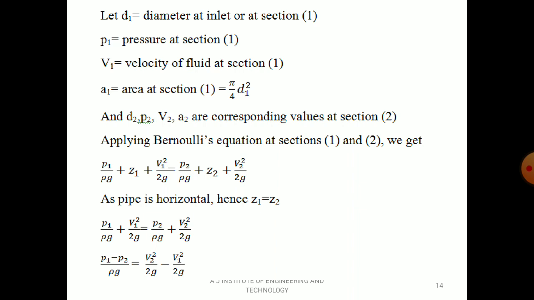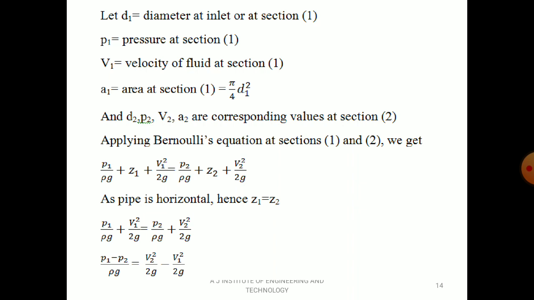So I can modify the expression as P1 divided by rho g plus V1 square divided by 2g equal to P2 divided by rho g plus V2 square divided by 2g, because Z2 minus Z1 is equal to 0. Now we can rearrange: P1 minus P2 divided by rho g equal to V2 square divided by 2g minus V1 square divided by 2g.